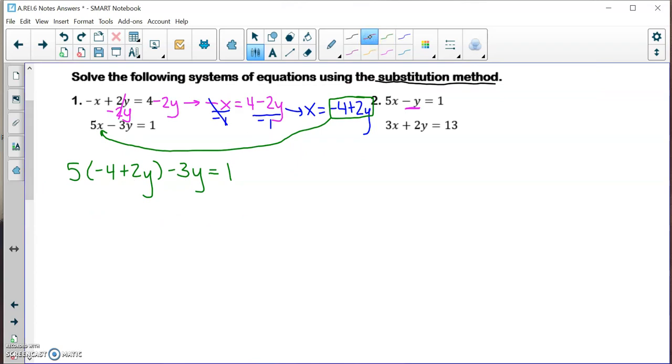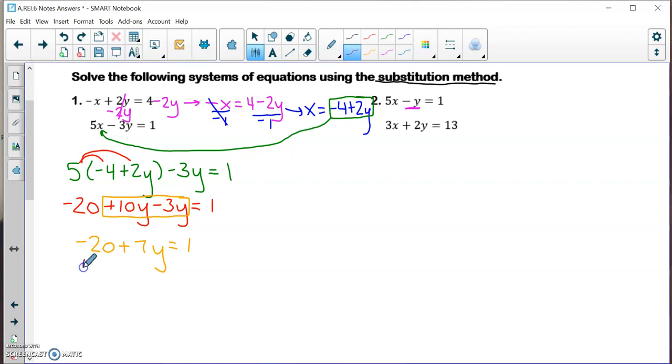So let's find y. I'm going to distribute the 5 into parentheses. Now I'm going to combine like terms. And now I'm going to solve for y by adding 20 to both sides, and dividing by 7 on both sides. I find out that y is equal to 3.